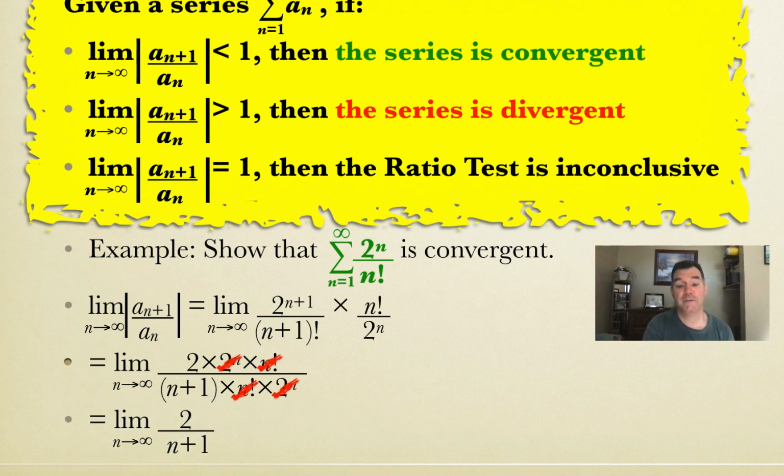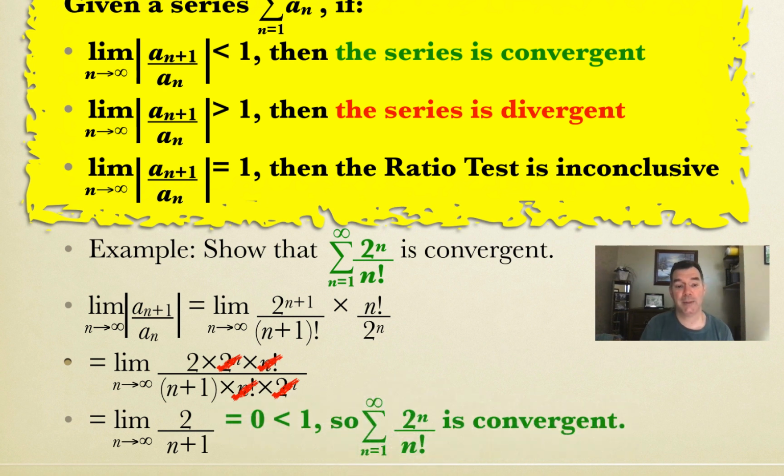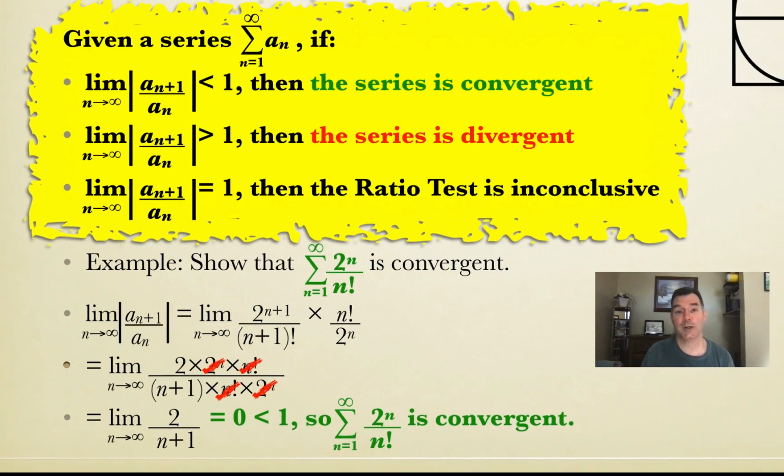Now as n goes to infinity, that denominator is going to get really, really big. And so the fraction is going to approach 0, which is less than 1. So according to that series test information, my series is going to be convergent.